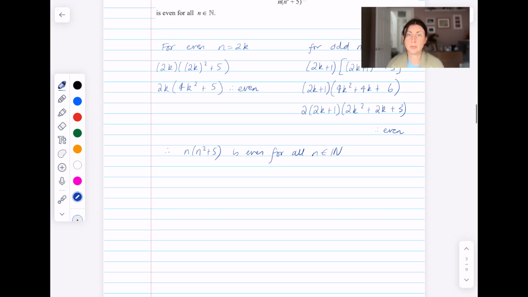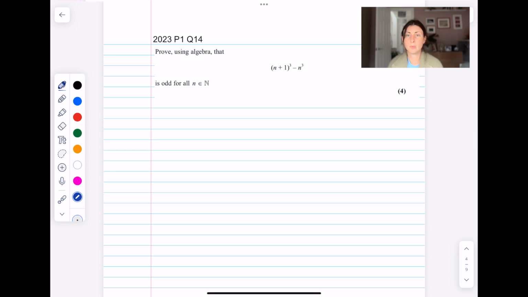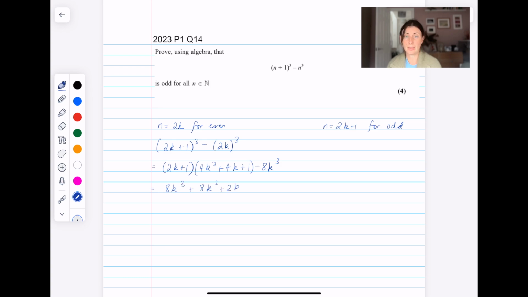Moving on to 2023, again, this one comes up quite late in the paper, but it is just a year 1 proof, and it's actually really similar to the one we just did. All natural numbers, so we're going to have to take the evens and the odds. So this time we're proving or looking to show that it is going to be an odd number. And what we want to do is take out a 2 from all of the terms, but then have a closed bracket with a +1 on the outside.